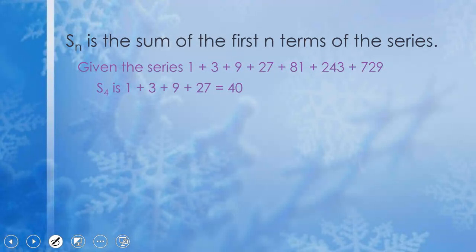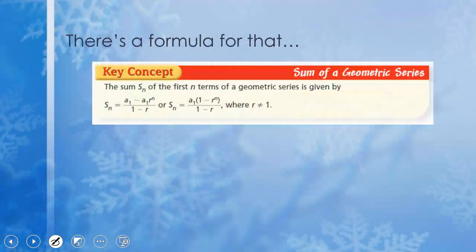S sub n, again, is the sum of the first n terms of the series. So if we're given this series here, 1 plus 3 plus 9, etc., and I want to find S sub 4, I would be adding the first 4 terms, and I would get 40 for that. This should look familiar because this is very much the same as arithmetic series, that we're adding the terms together. The formula is a little different, though.